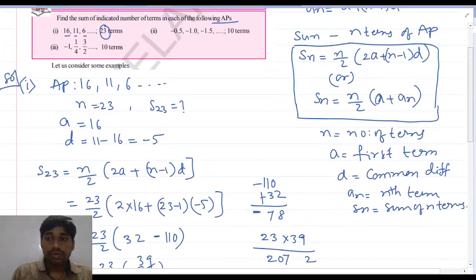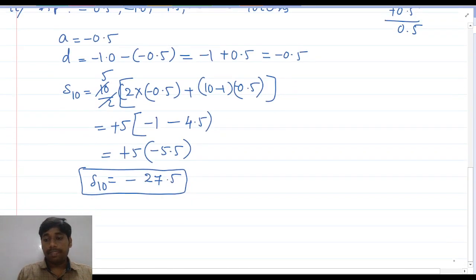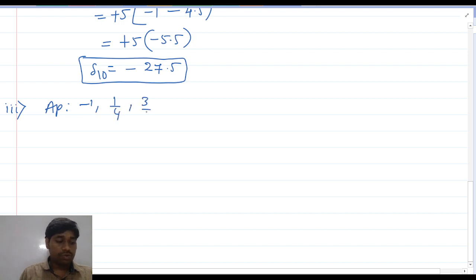Next, one more question we have, that is minus 1, 1 by 4, 3 by 2. How many terms are there? 10 terms are there. Okay, so let us solve this also slowly. Okay, so third question, my dear students, AP is given as like this, minus 1 comma 1 by 4 comma 3 by 2 comma and so on, 10 terms.